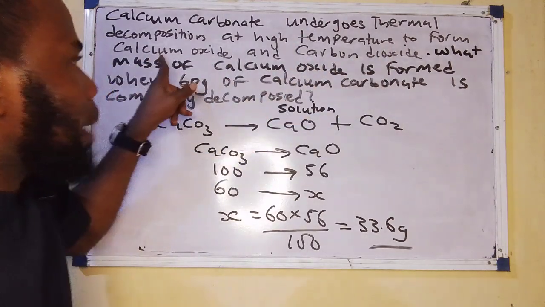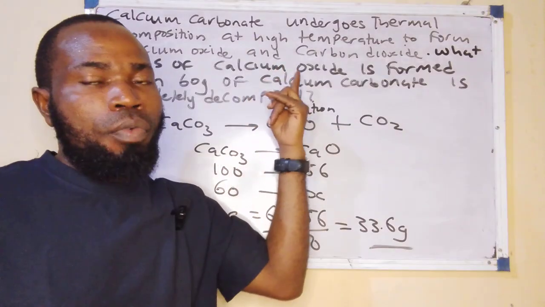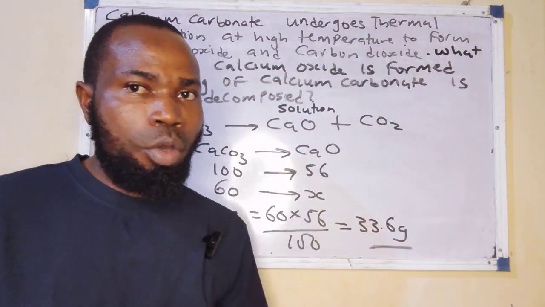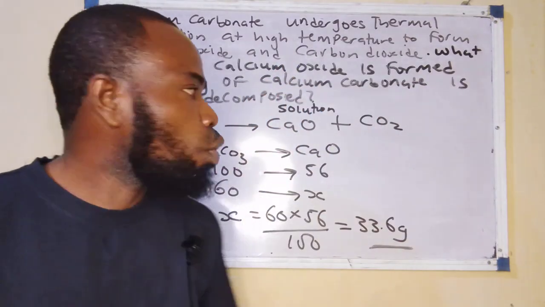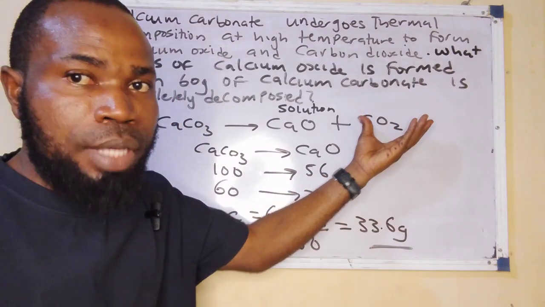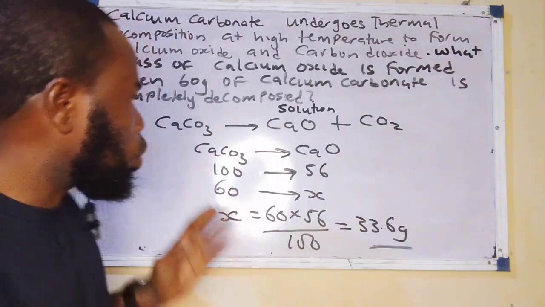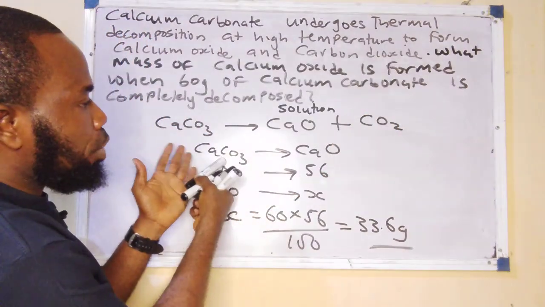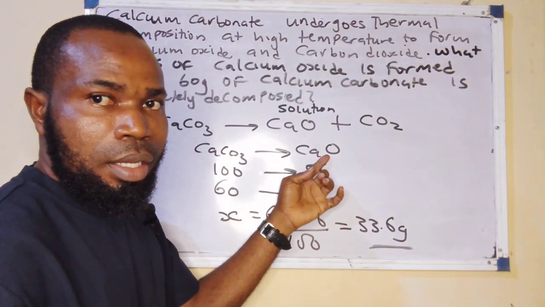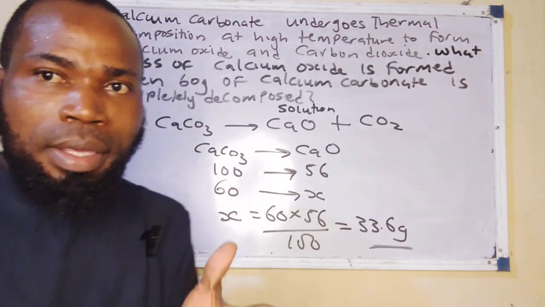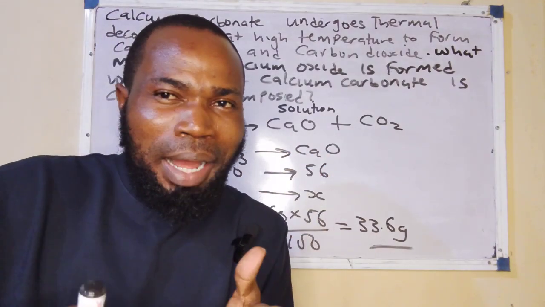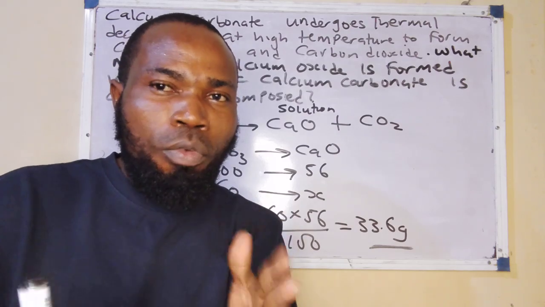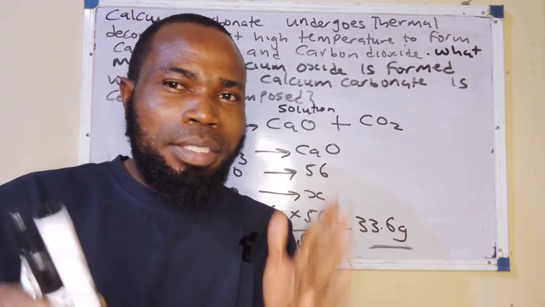They said what mass? I'm interested in looking for the mass of calcium oxide that will be formed from that decomposition. Had they asked us for the mass of carbon dioxide, what I would have done is to say calcium carbonate to carbon dioxide. So it depends on the parameters given and what you are being asked to calculate for. That is how you solve questions like this when it comes to mass-mass relationship.